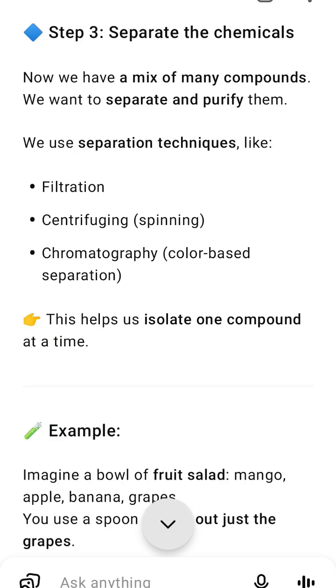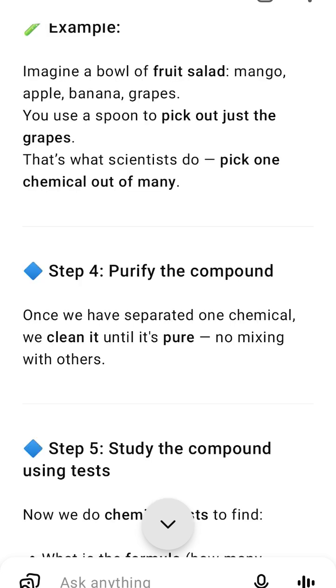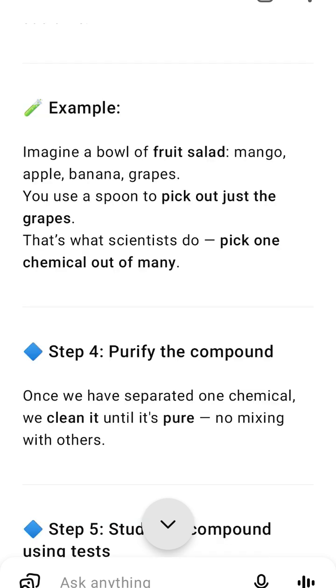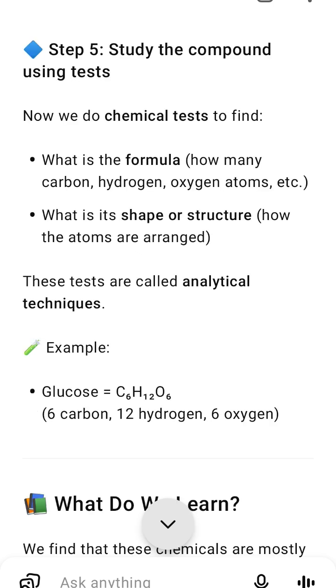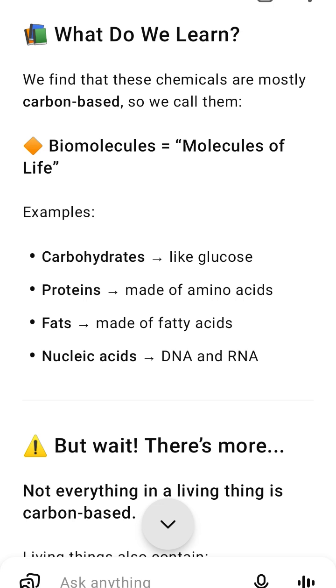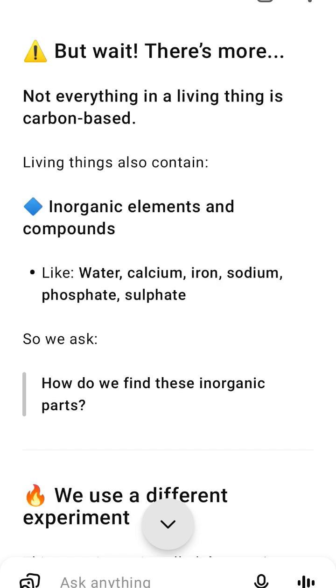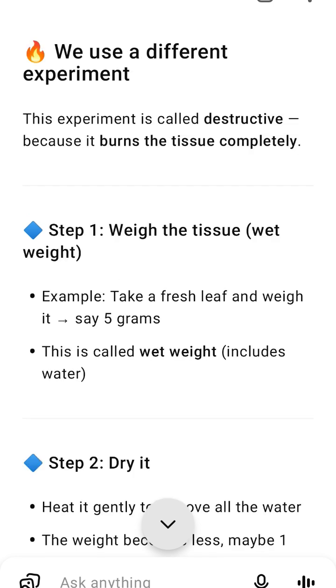These are called analytical techniques. They tell us the molecular formula, like C6H12O6 for glucose, and the structure of the molecule, how the atoms are connected. 4. All these carbon-based molecules are called biomolecules. Examples of biomolecules: glucose, a sugar. Amino acids make proteins. Fatty acids make fats. Nucleotides make DNA and RNA. Enzymes, hormones, vitamins. These molecules are very important for life. They do the work inside our cells and give us energy, strength, growth, and reproduction.